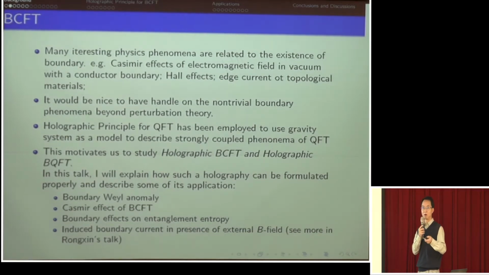You can imagine if you want to quantize a theory with some curved boundary, then it's hopeless. So even quantitatively, it's not manageable. But holography provides good hope. So this is what I mean.